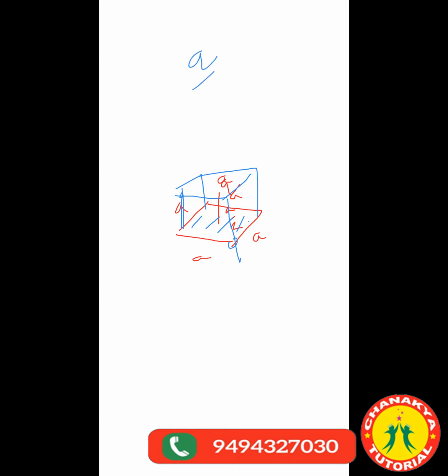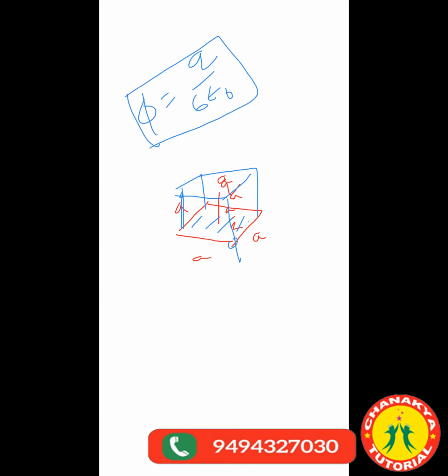But how many surfaces are there? I assumed a total of 6 surfaces, but I want the electric flux through only one surface, so divide it by 6. So this will be the answer. This is the flux through one plate.